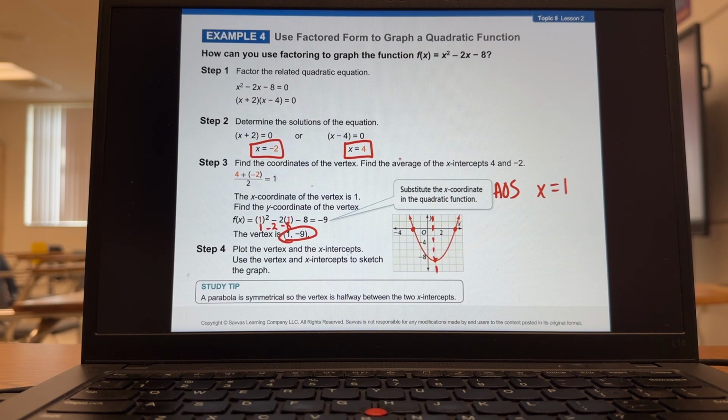Your other choice, if you were to plug in your axis of symmetry into where your x's are here, so this is what you had when you factored, you can plug in 1. So 1 plus 2 is 3, 1 minus 4 is a negative 3, 3 and negative 3 is a negative 9, and that's also the y of your vertex. So whichever way you prefer to do it. A parabola is symmetrical, so the vertex is halfway between the two x-intercepts.